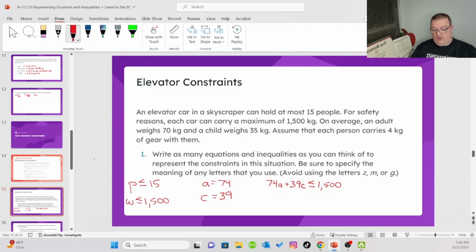So we have an inequality for the number of people in the elevator car. We have an inequality for the total weight. We have an equality for the weight of an adult, an equality for the weight of each child, and we have an inequality that takes the weight of all the adults, adds it to the weight of all the children, and the total weight must be less than or equal to 1,500 kilograms. These would be the equations and inequalities that we would use.